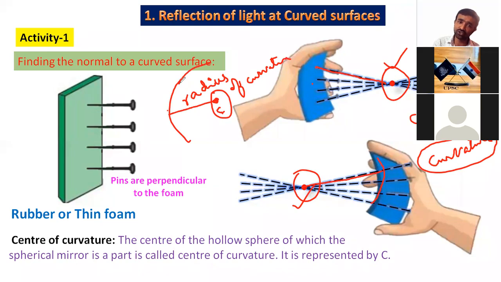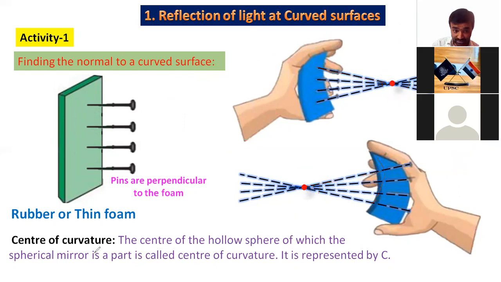This curvature is also made from a hollow sphere, right? So the center of hollow sphere of which the spherical mirror is a part, because in the previous discussion, I showed a mirror is designed by using a hollow sphere. So we got this shape from hollow sphere. So it's a center only acting as center for the mirror. So that's why here we are calling center of curvature this common point. This center acts as center for the curvature.